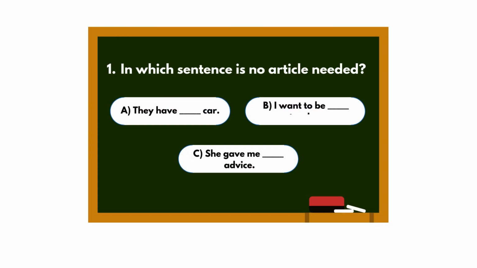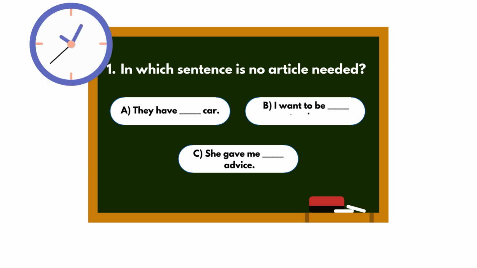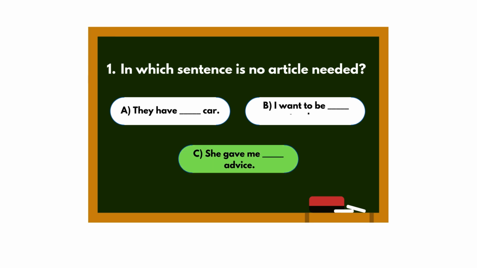In which sentence is no article needed? Option A, they have blank car. Option B, I want to be blank teacher. Option C, she gave me blank advice. The correct answer will be option C, she gave me blank advice.